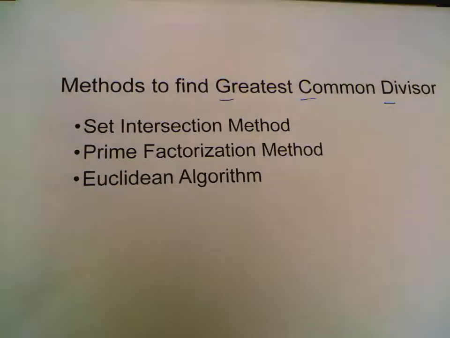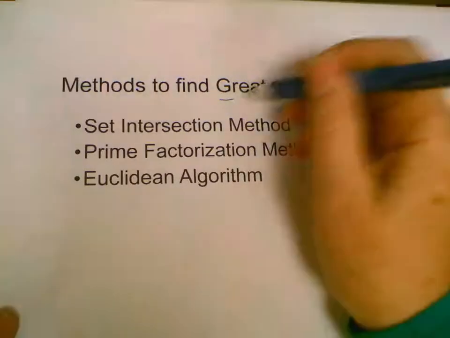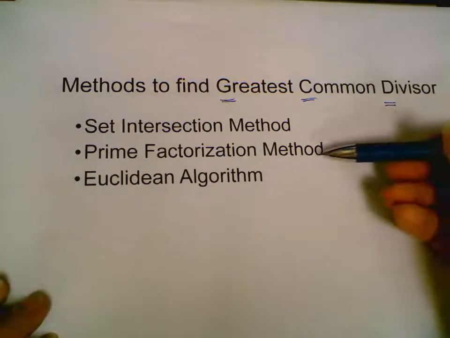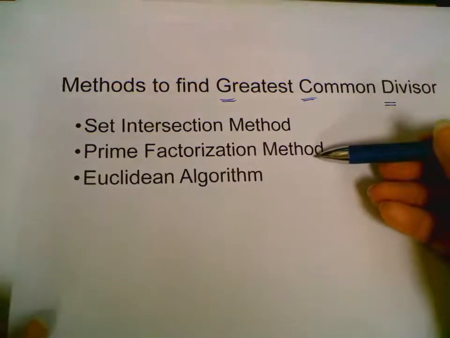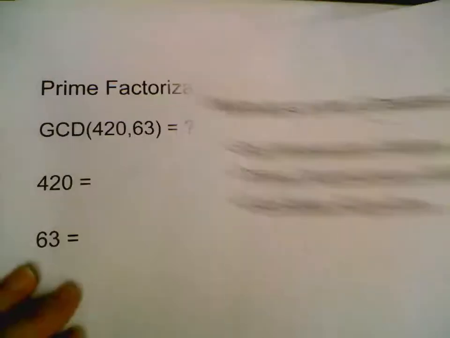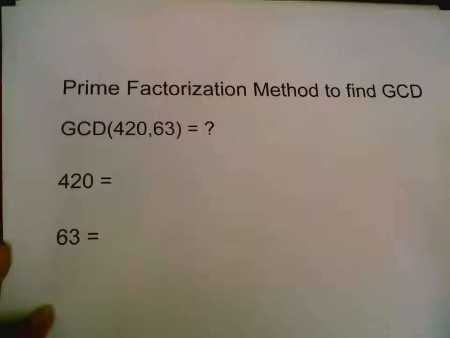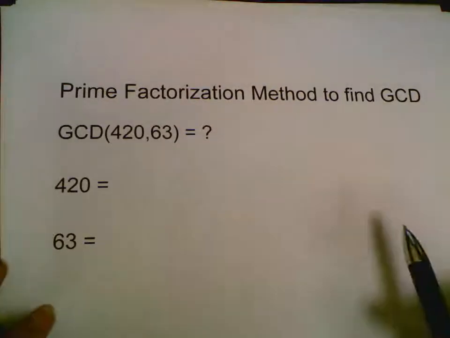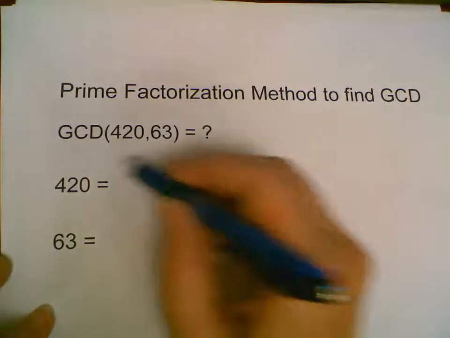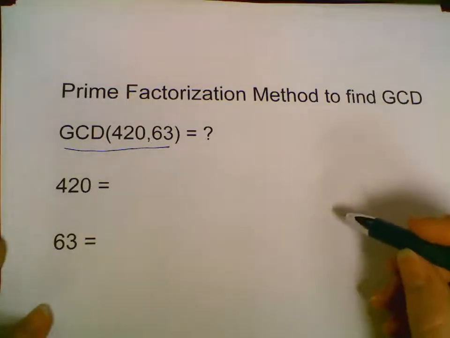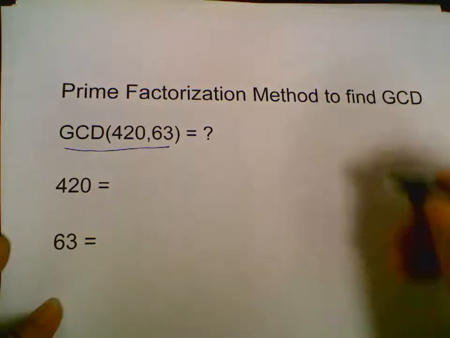Let's tackle the next topic in 4.3. The second method for finding the greatest common divisor or factor is the prime factorization method. I'll do two examples for you. So the first example of prime factorization method is between the numbers 420 and 63. This is the way the question will be written. The greatest common divisor between 420 and 63.